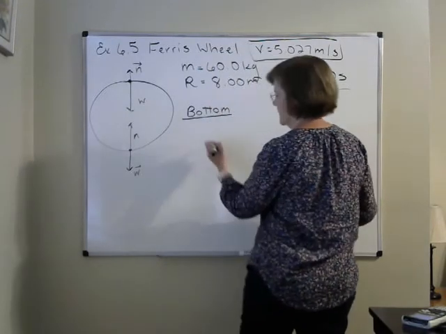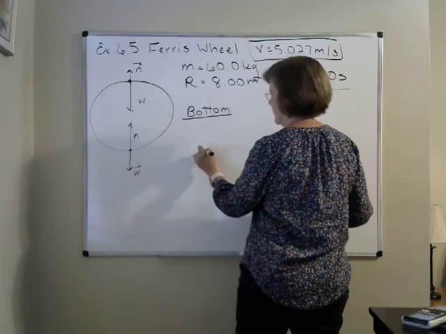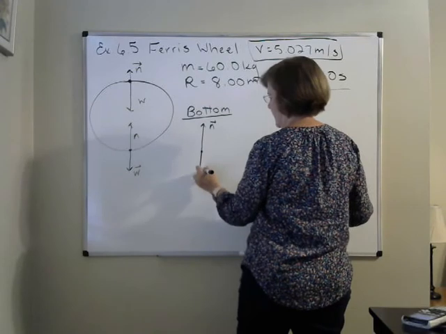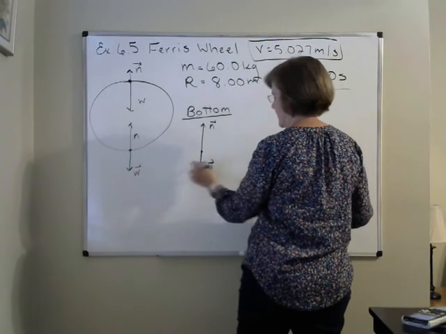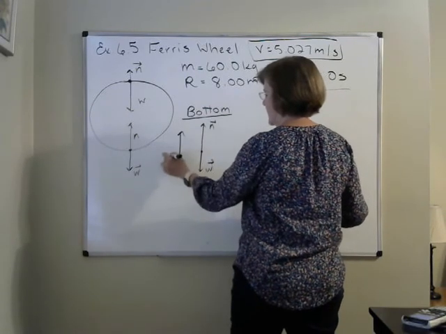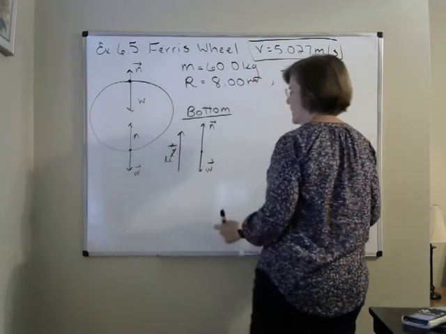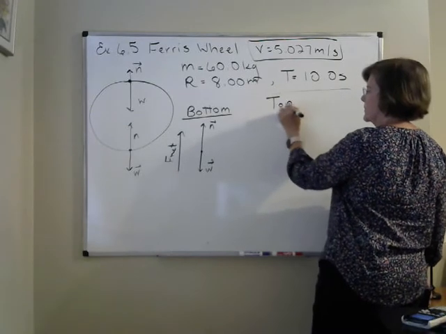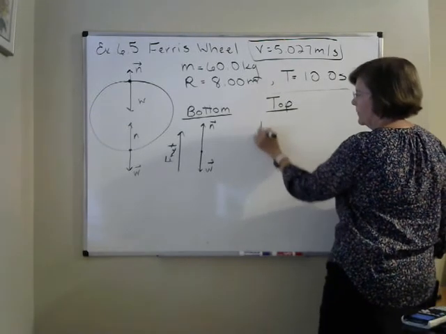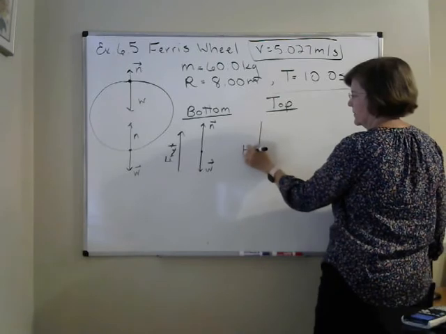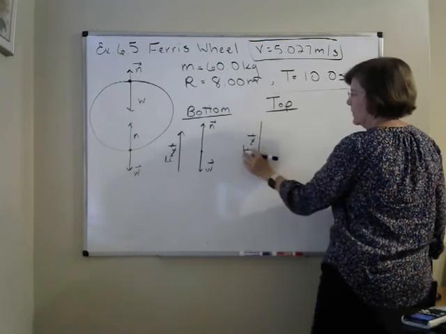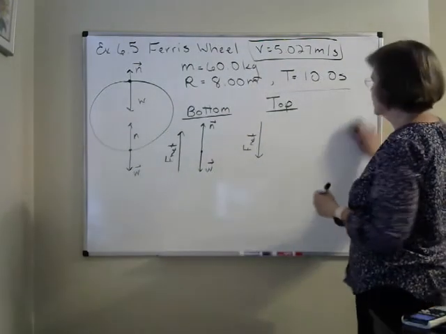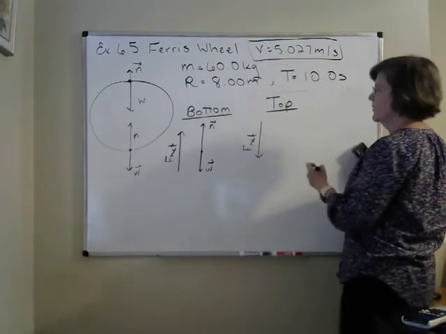I'll redraw it. You're at the bottom. The normal force is up. The weight is down. But you know that the net force is up. When you're at the top of the roller coaster, the net force is down. Remember, the net force has to point towards the center of the circle. So at the top of the roller coaster, I know the net force is down.